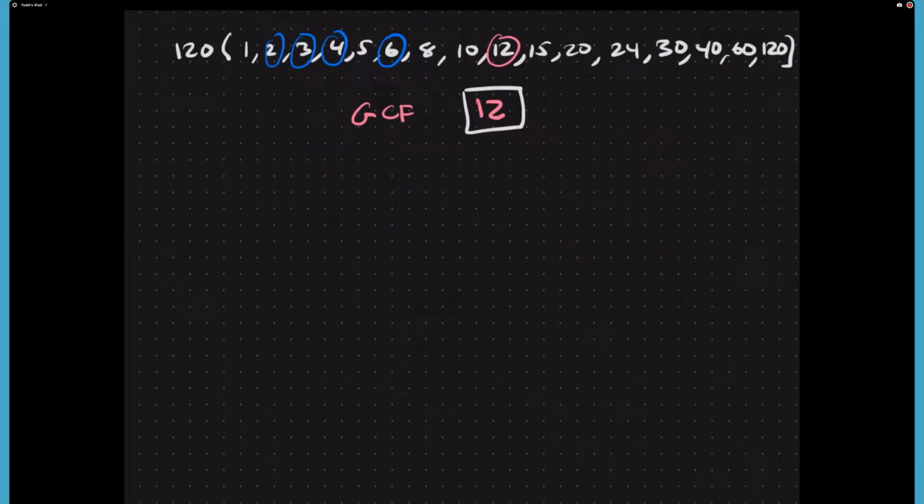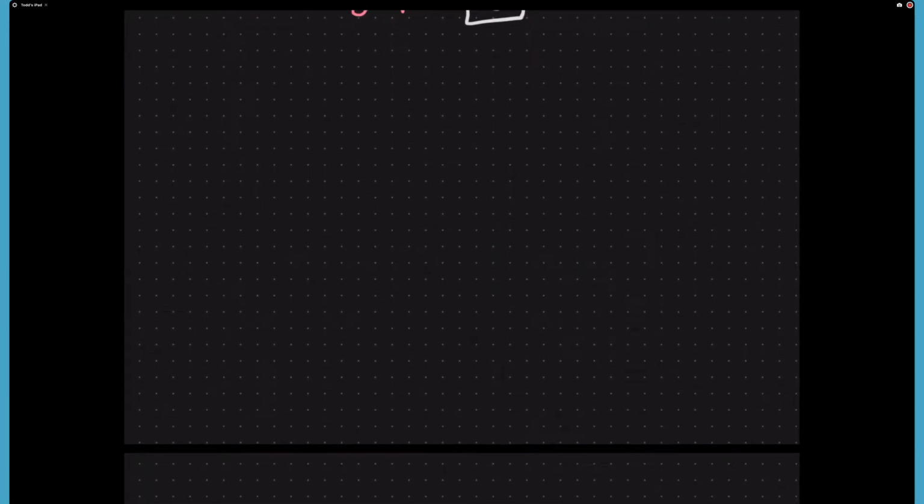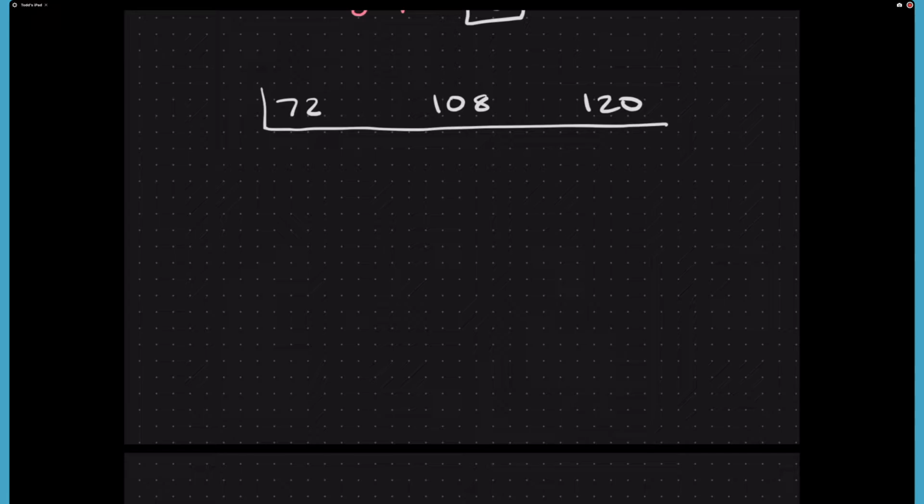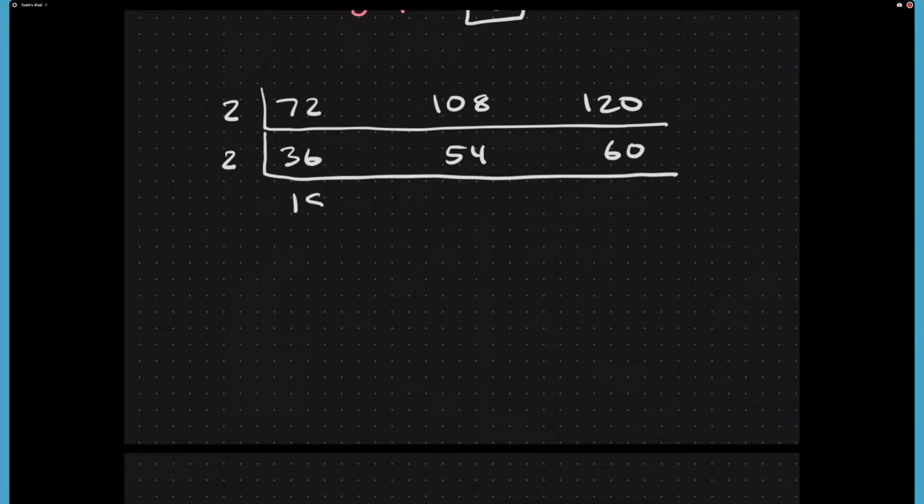So let's take a look at an easier method by using a form of prime factorization. So we will begin by listing those numbers, 72, 108, and 120. And what we're going to do is look for a prime number that can divide into all three of those equally. Because they're all even, we can recognize that 2 can divide in there. 72 divided by 2 is 36, 108 divided by 2 is 54, and 120 divided by 2 is 60. Again, they're all even, so we know that 2 will divide in there, leaving us with 18, 27, and 30.